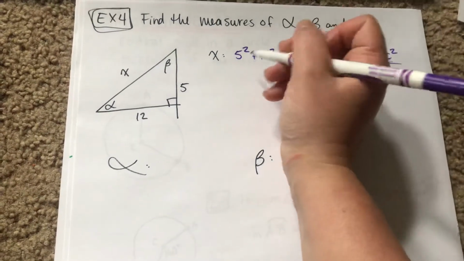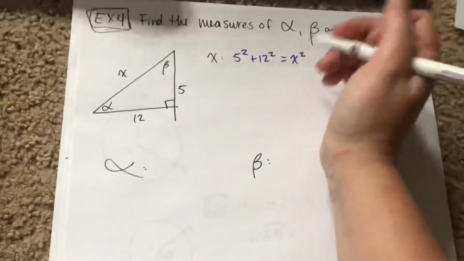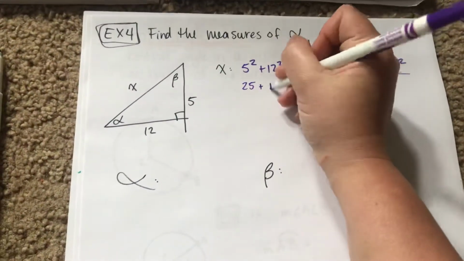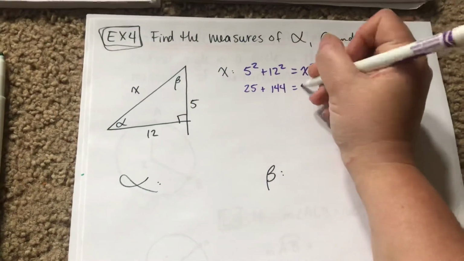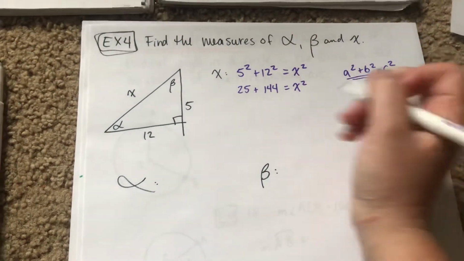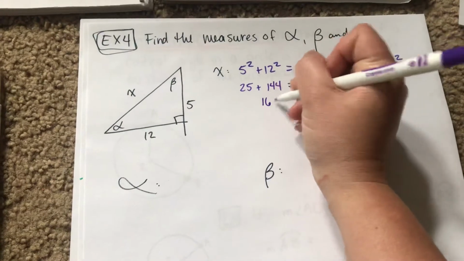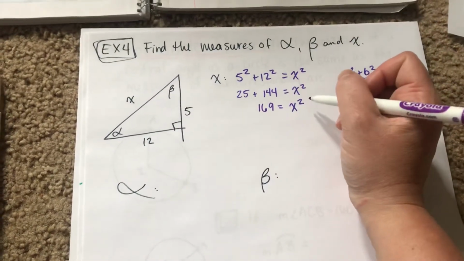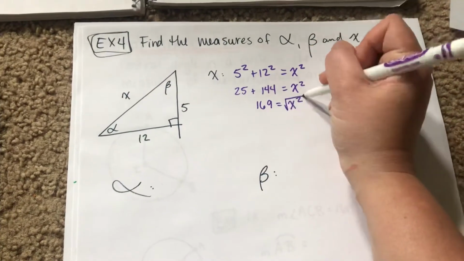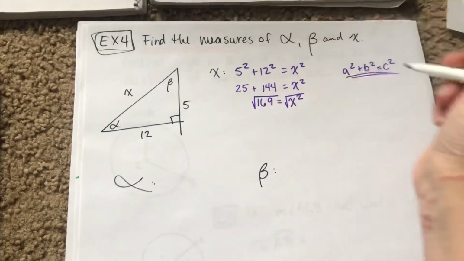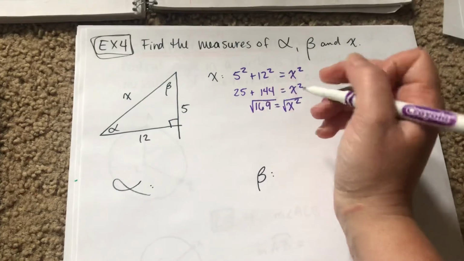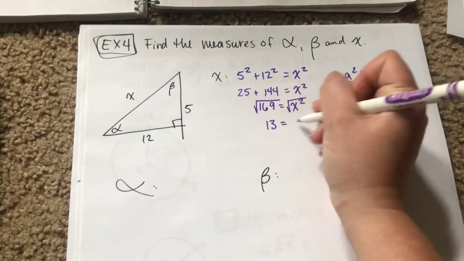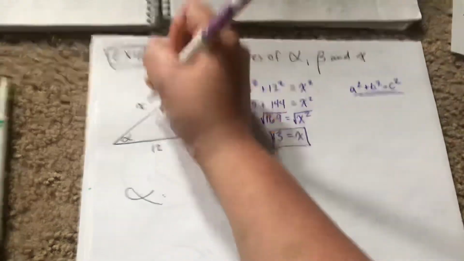So if I do this, 5 squared is 25, and 12 squared is 144. That equals our x squared, that hypotenuse. 25 plus 144 is 169. It's x squared. I want to get rid of this squared, so to do that, I do my inverse operation of square rooting. When I square root both sides, the square root of 169 is 13. So x is equal to 13.